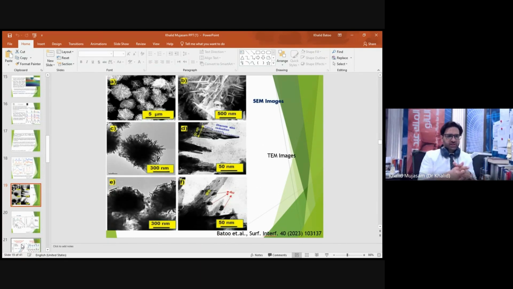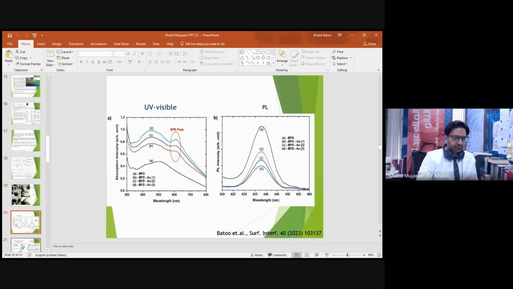If you look at some images of these, in the morphology, A is the pure BFO, while B is the morphology of the decorated BFO. Similarly, you can see the different transmission electron microscope images. We decorated the BFO with different concentrations of 5%, 10%, 20%. That's why here you can see the different images for different compositions.